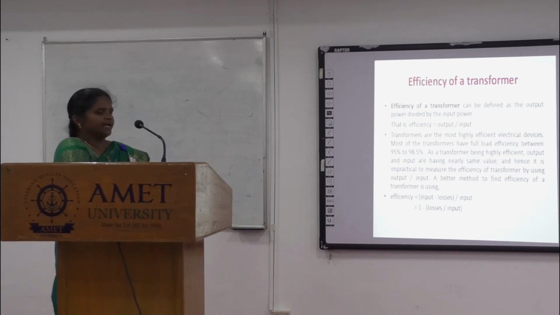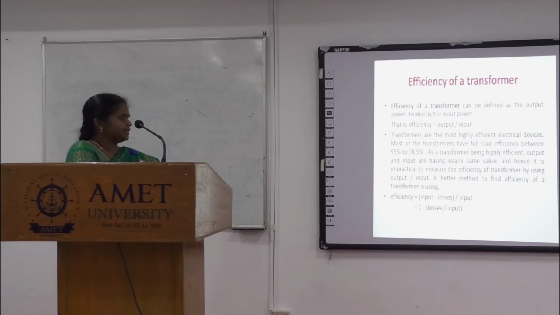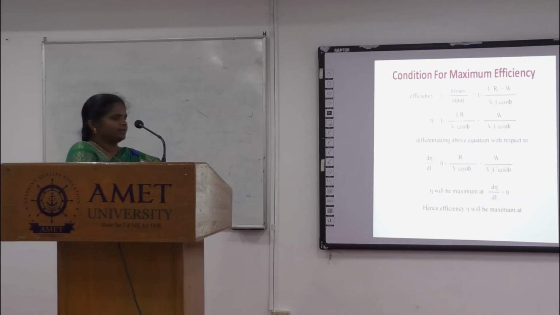Instead of that, we can use an alternate method. The better method to find efficiency of a transformer is: efficiency equals output by input, where the output is replaced by input minus losses. So input by input is equal to 1, and it becomes 1 minus losses by input. We know very well, in a transformer there are two types of losses, core loss and copper loss. The core loss, otherwise iron loss, is represented by Wi, and the copper loss is represented by I1 squared R1. So it is 1 minus losses, that is copper loss plus iron loss, divided by input.